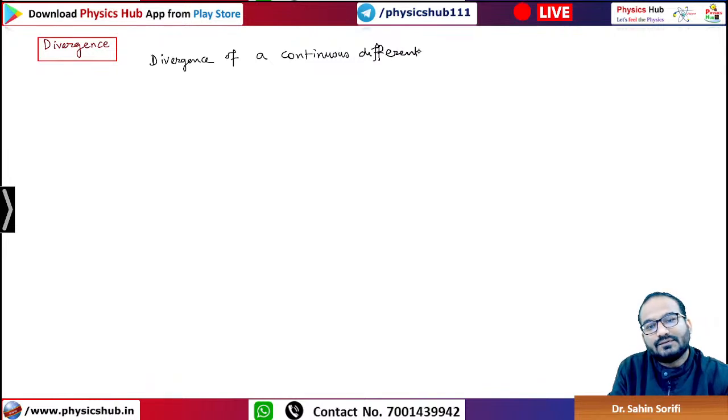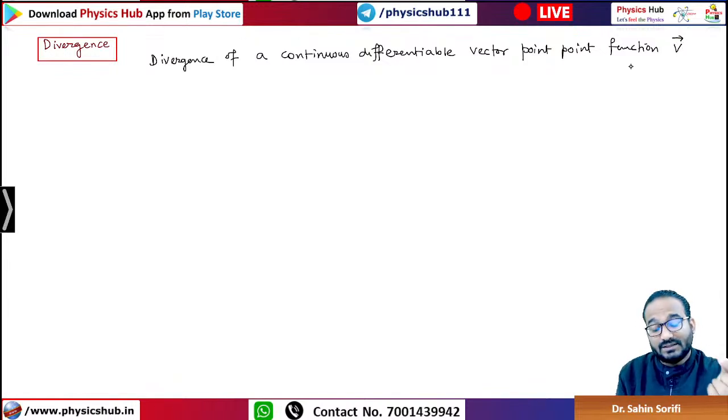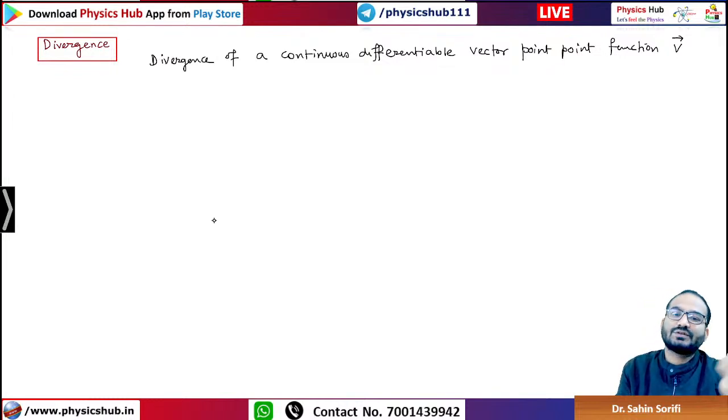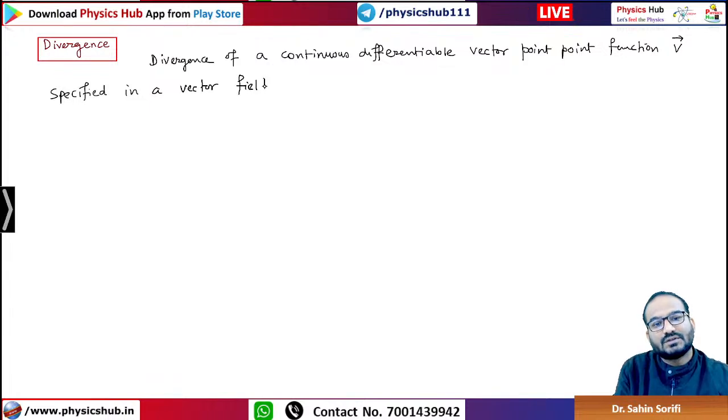Divergence of a continuous differentiable vector point function. What does the term continuous mean here? Continuously differentiable means if you take the first derivative, it will exist. You take the second derivative, it will also exist. You take the third derivative, that will also exist. So it is continuously differentiable. Divergence is defined for a vector, and what you get ultimately is a scalar. So divergence of a continuous differentiable vector point function V is specified in a vector field. We basically define it for a vector, right? This you have to remember.